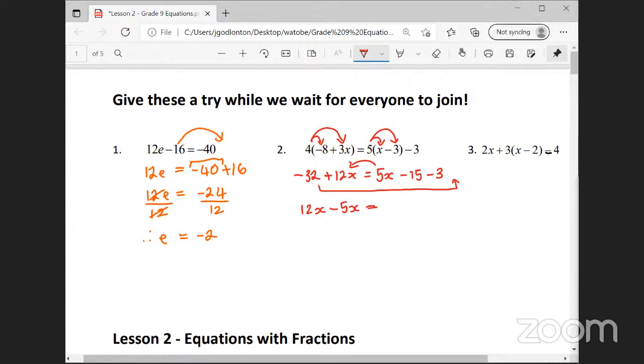Yes, okay, ma'am. What's going to happen on the right-hand side? So, ma'am, the right-hand side is going to be -15, -3.